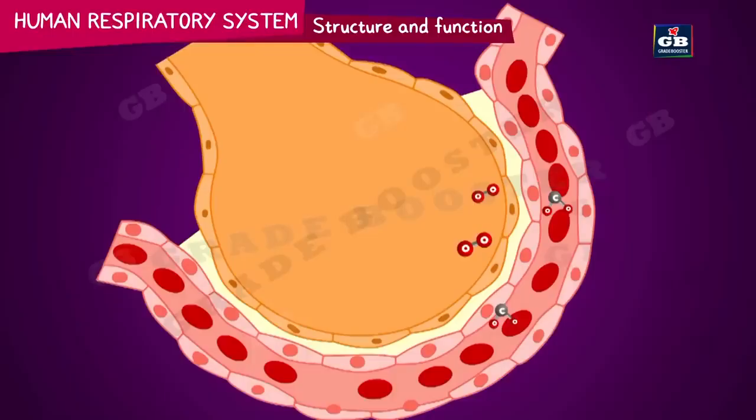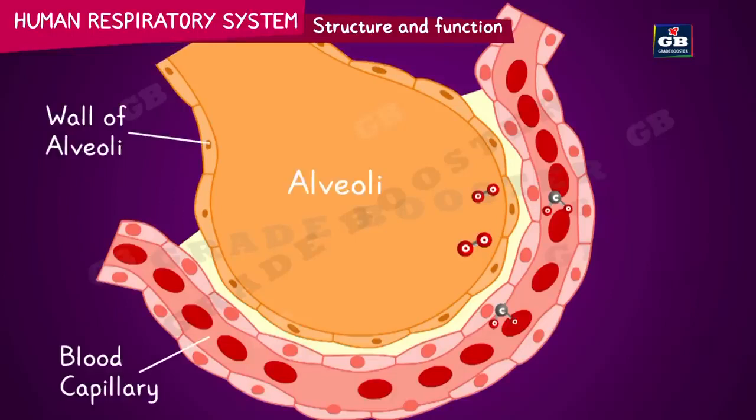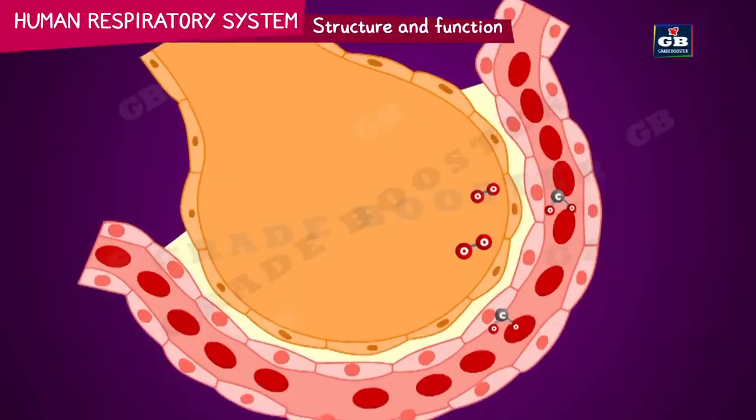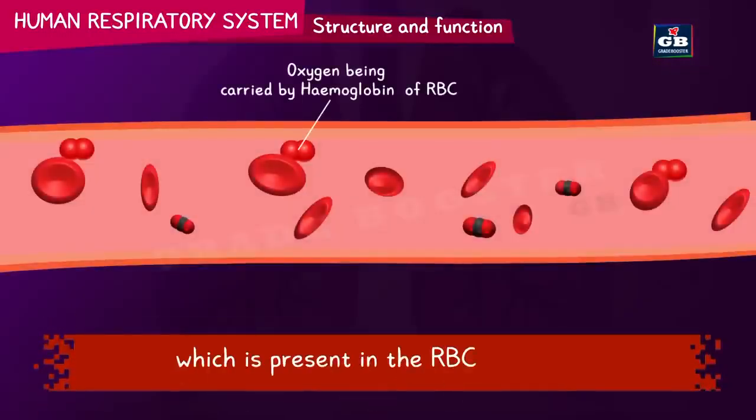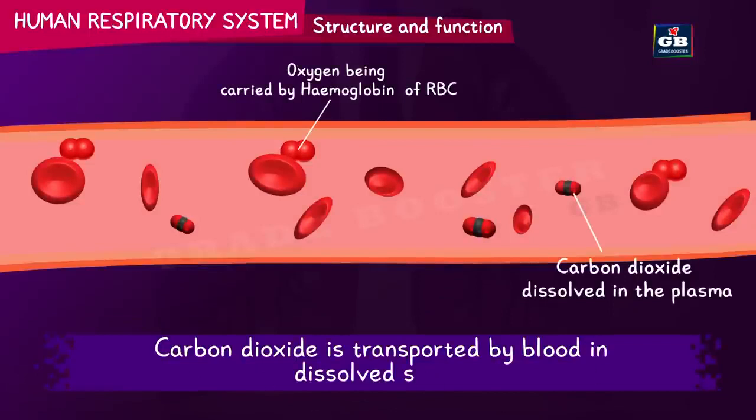Exchange of gases. The wall of the alveoli is only one cell thick, and it has a network of blood capillaries. Here, the exchange of gases takes place between the blood and alveoli. The blood that comes from the body parts has more carbon dioxide in it. The air that enters the alveoli has more oxygen in it. Due to this difference of concentration, the exchange of gases takes place between the blood and the alveoli. The oxygen that is collected into the blood is transported by a pigment called hemoglobin, which is present in the RBC of blood. Carbon dioxide is transported by blood in dissolved state.